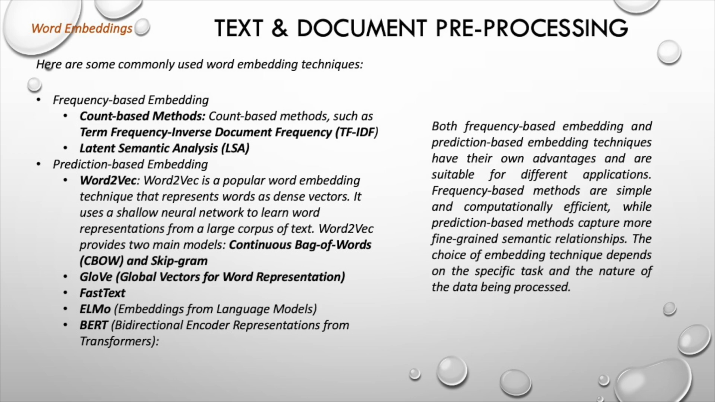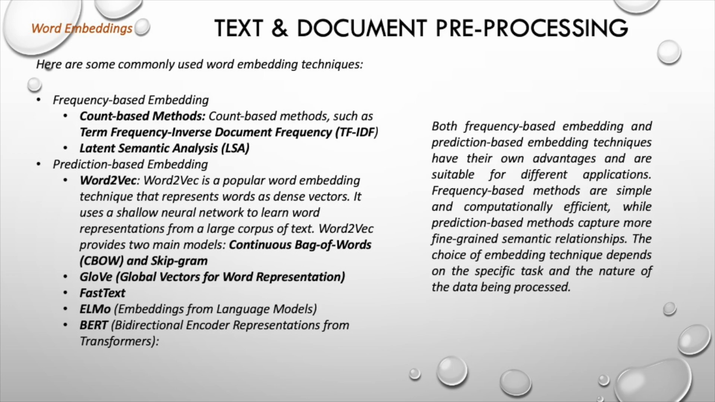Frequency-based embedding. Frequency-based embedding techniques capture the distributional information of words based on their co-occurrence statistics within a corpus. These methods focus on the frequency of word occurrences and their relationships with neighboring words. Examples of frequency-based embedding techniques include count-based methods. Count-based methods, such as term frequency inverse document frequency, TF-IDF, and pointwise mutual information, PMI, calculate statistical measures to represent word co-occurrence patterns. These methods assign higher weights to words that appear frequently together or have low document frequency.